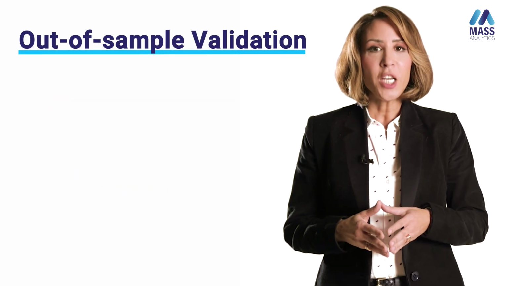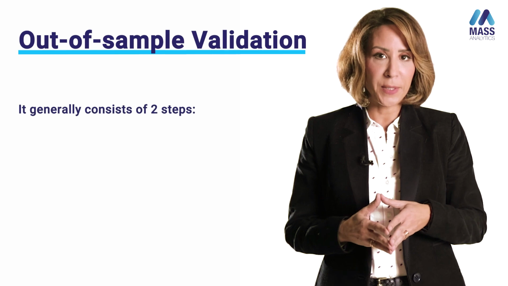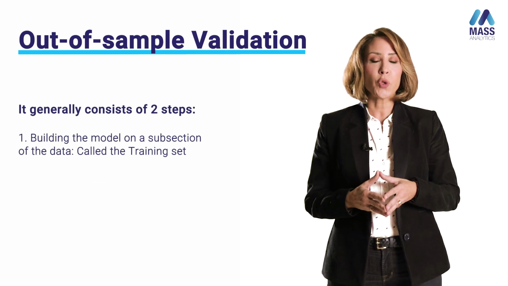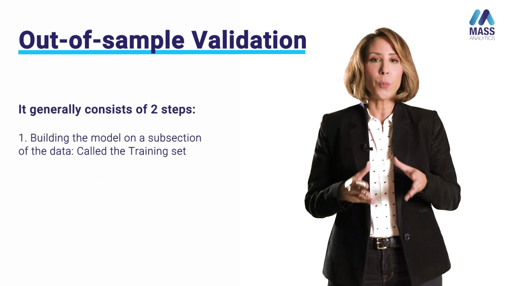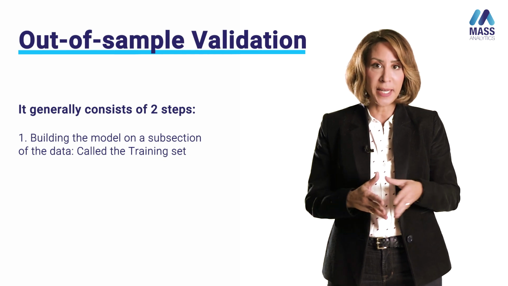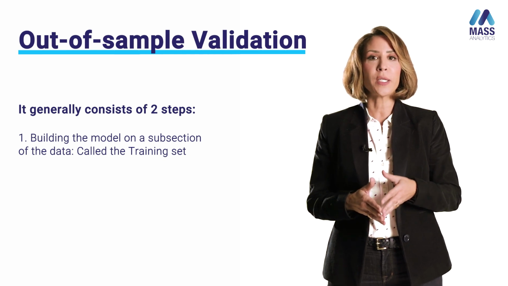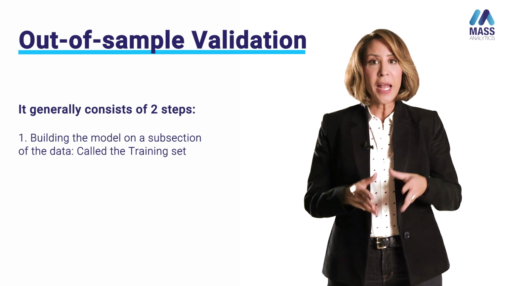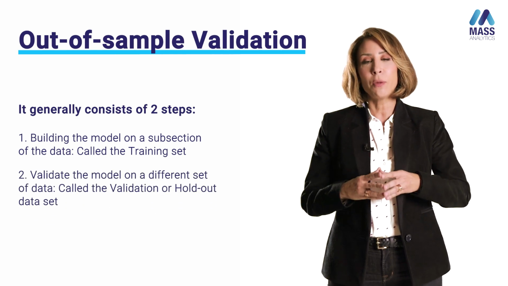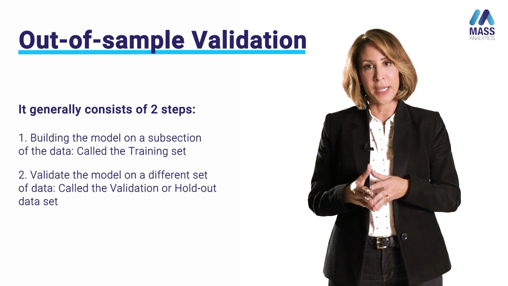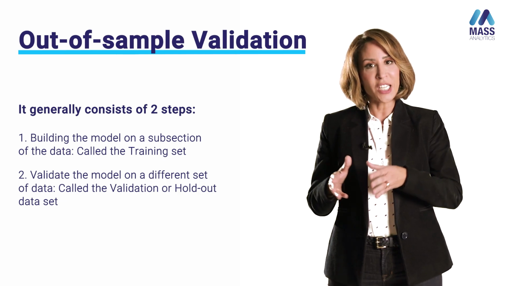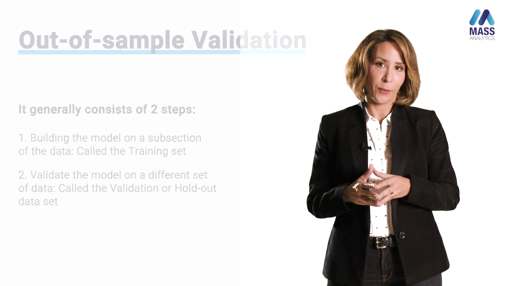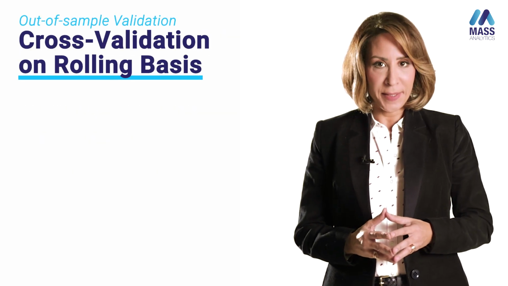Out-of-sample validation generally consists of two steps. The first one is to construct and build the model using a portion of your data called the training set, devising all the metrics, all the estimation of coefficients, and the different statistics. And the second step is to validate the model using another set of data, generally called the validation set or the holdout sample. Cross-validation on rolling basis.